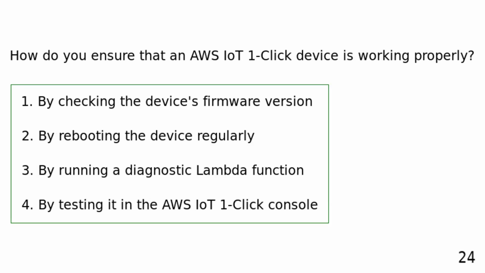How do you ensure that an AWS IoT one-click device is working properly? By checking the device's firmware version. By rebooting the device regularly. By running a diagnostic Lambda function. By testing it in the AWS IoT one-click console.